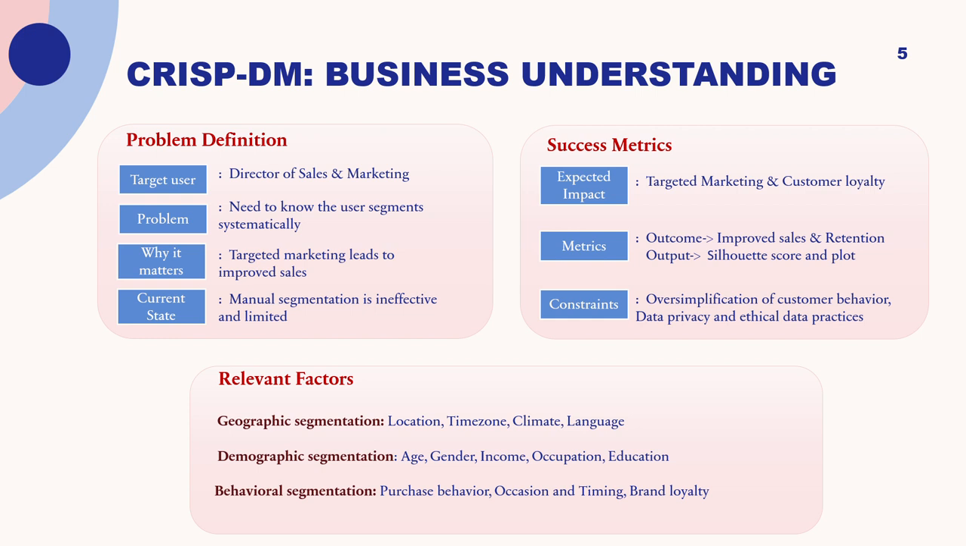The target users are the business users of sales and marketing. They're looking for ways to identify the user segments systematically. Once they get it, it leads to targeted marketing and hence improved sales. The current way of manual segmentation is ineffective and limited. On the success metric side, the expected impact is targeted marketing and customer loyalty. For outcome metrics, I have mentioned improved sales and retention.